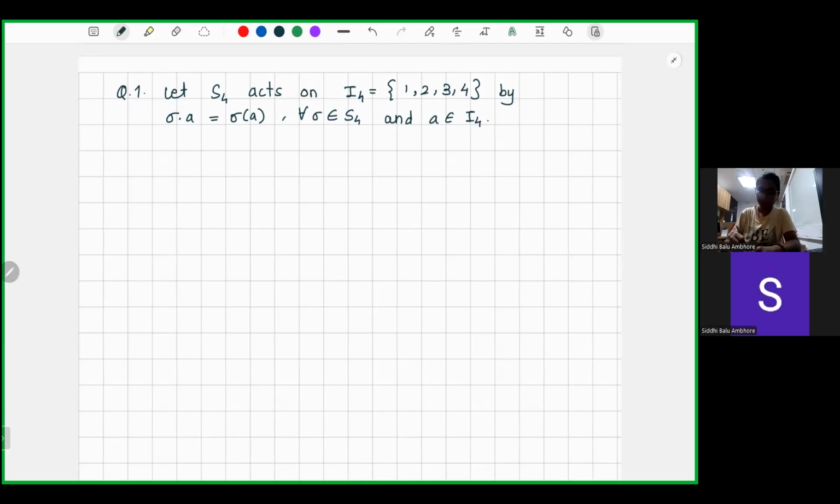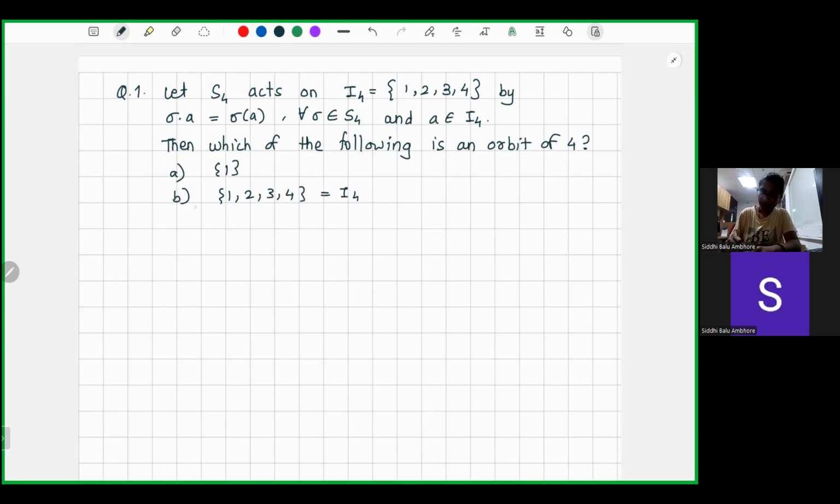Okay, so then, which of the following is an orbit of 4? Okay, this is the question. The first option is a singleton set {1}. The second option is the set {1, 2, 3, 4}, that is the entire I4. C is just a set containing 2 elements, and option D is {2, 3, 4}.